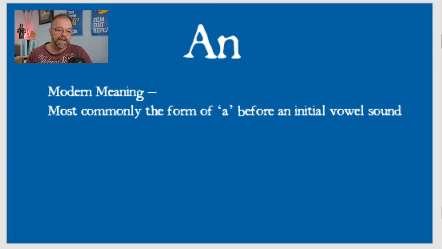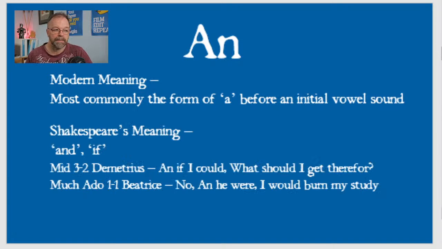So we use that as an identifier before words generally that start with vowel sounds or the soft H. But in Shakespeare's time, it had a couple of different meanings. Most commonly, it meant either and, the shortened form of and, and we see that in Midsummer Night's Dream, Act 3, Scene 2, where Demetrius says, "An if I could, what should I get therefore?" So that's just the shortened form of and. But it also meant if, and is often mistaken for the word and in our modern thinking.